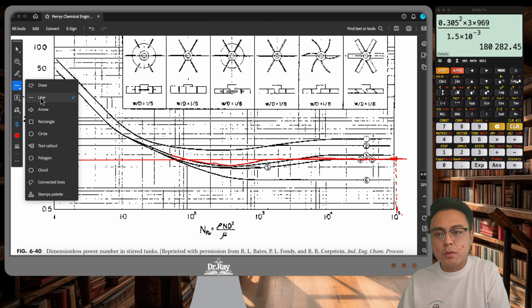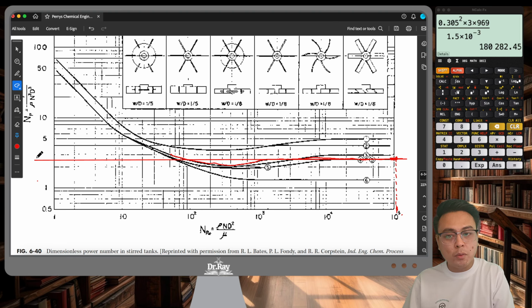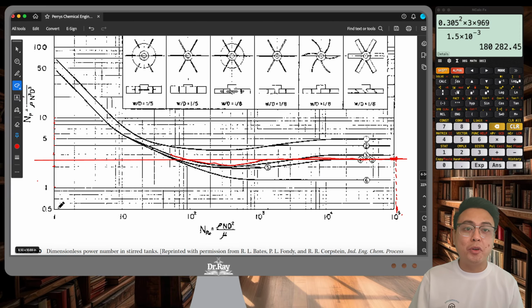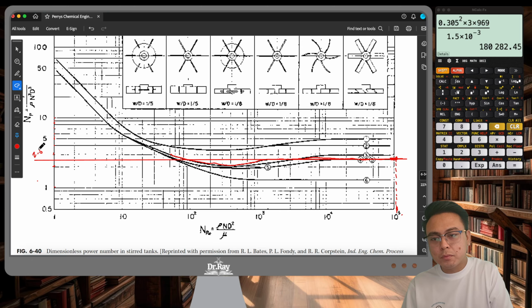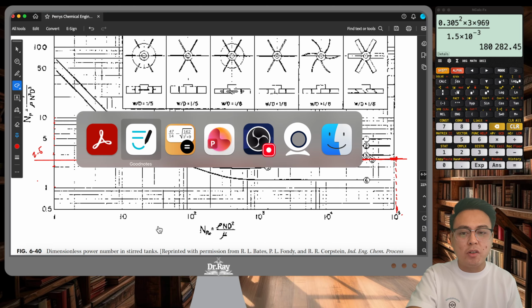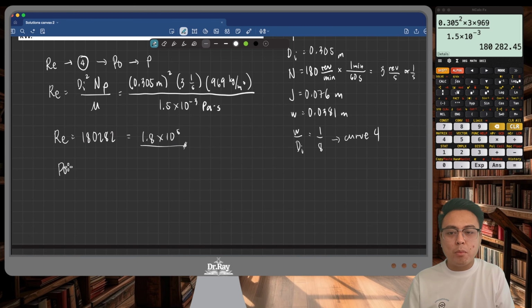Now let's try to read what the power number is. You have to be very careful again because your y-axis here is also logarithmic in scale. This is 1, this is 2, 3, 4, 5, 6, 7, 8, 9, 10. So it's between 2 and 3. I'm going to call it 2.5. From the graph, our power number is 2.5.